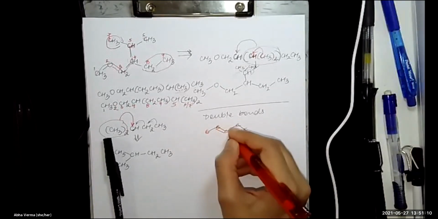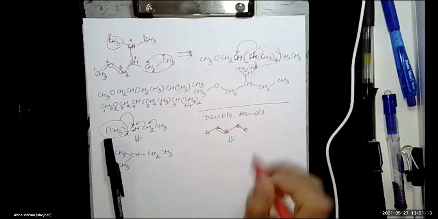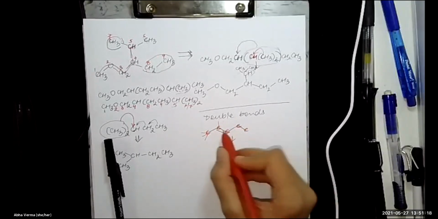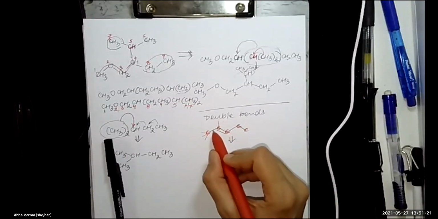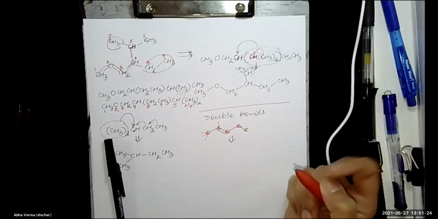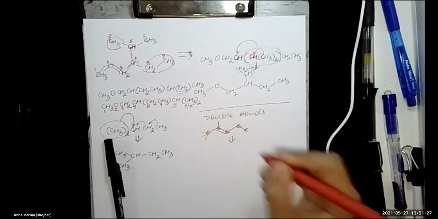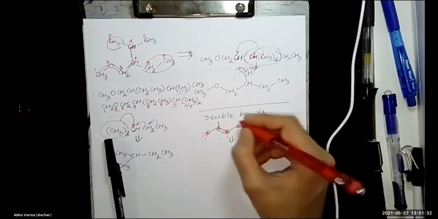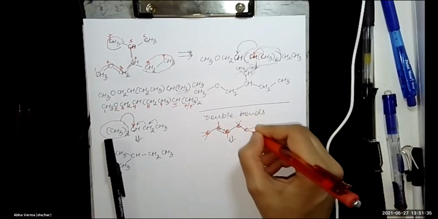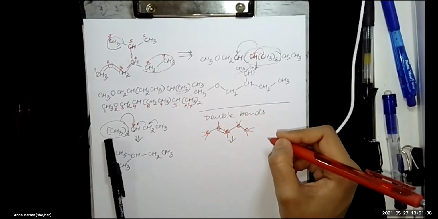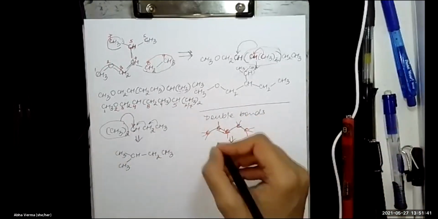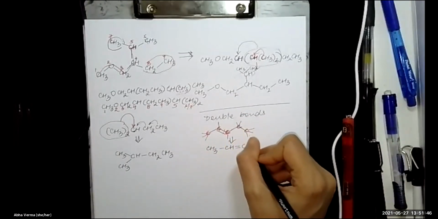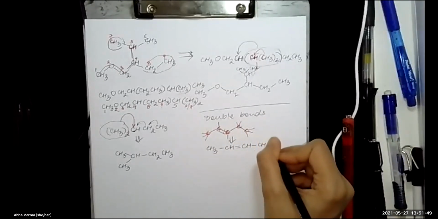So each dot will be my carbon. Each carbon has 4 bonds. This carbon, which has the double bond, has already 1, 2, 3 bonds. And so my 4th bond will be the hydrogen. This carbon also has 1, 2, 3 bonds. So 4th will be my hydrogen. This needs both hydrogens. This needs 3 hydrogens. And so I can write CH3, CH, double bond, CH, CH2, CH3.